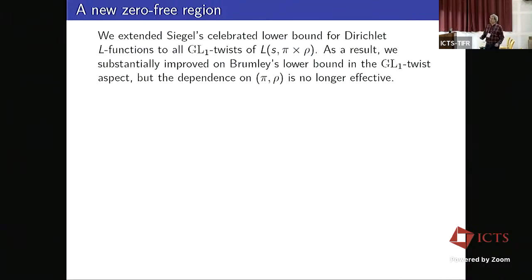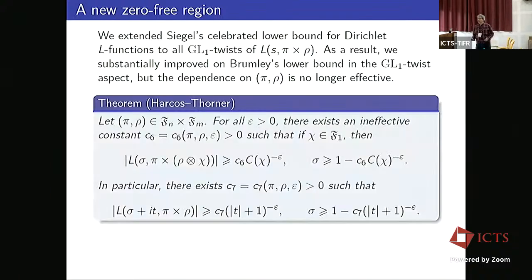Anyway, so we extended Siegel's celebrated lower bound for quadratic Dirichlet L-functions to all GL1 twists of Rankin-Selberg L-functions, and as a result, we substantially improved on Brumley's lower bound in the GL1 aspect, but the price to pay is that the dependence on pi, rho is no longer effective. So in Siegel's result, there is an undetermined and ineffective constant depending on the epsilon there. Here, that ineffective constant will also depend on the initial data, pi, rho.